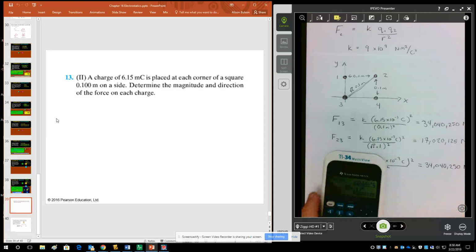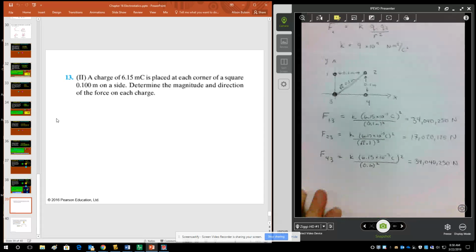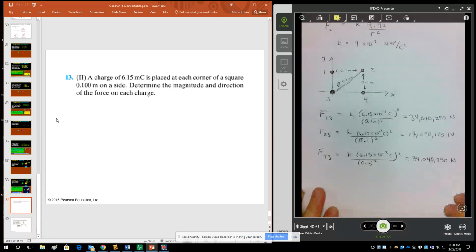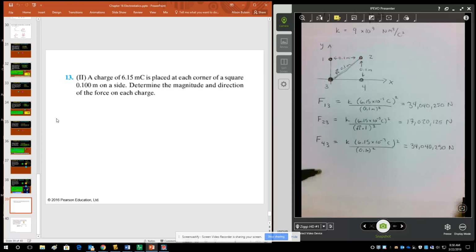So the numbers are weird, right? We've got really small numbers. We've got really big numbers. We're getting friendly with scientific notation. I hope you're not having the same problems as I am with my dang calculator.